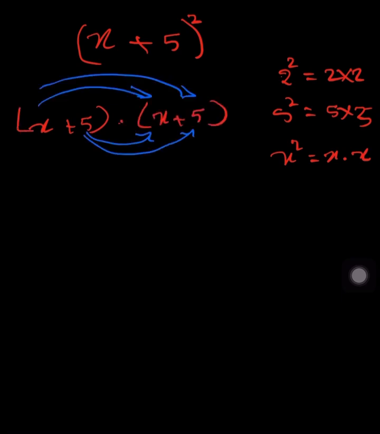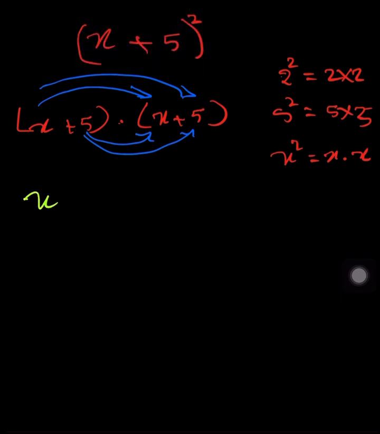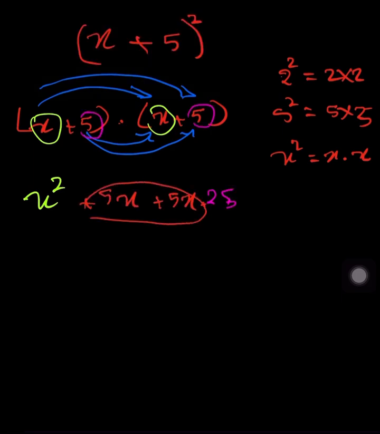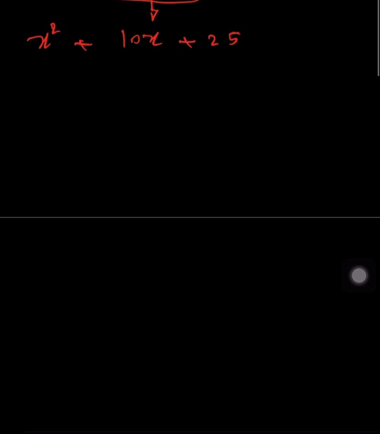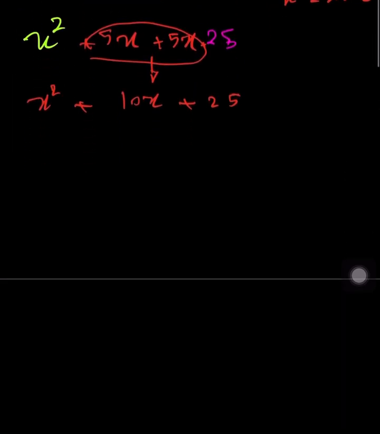So what we have is x times x is x squared, x times 5 is 5x, and then 5 times x is 5x again, and 5 times 5 is 5 squared. But a quicker way to do it, you just need to get used to it. The answer is obviously x squared plus 10x plus 25.